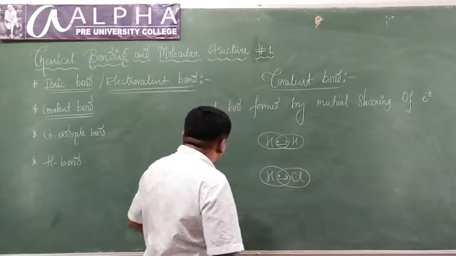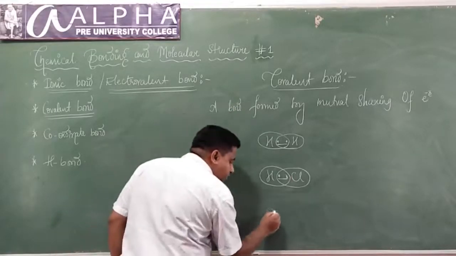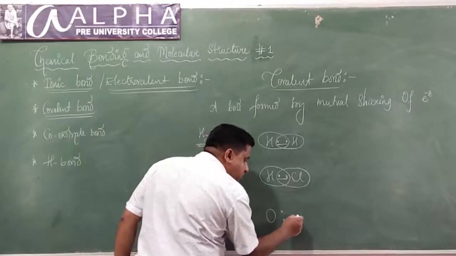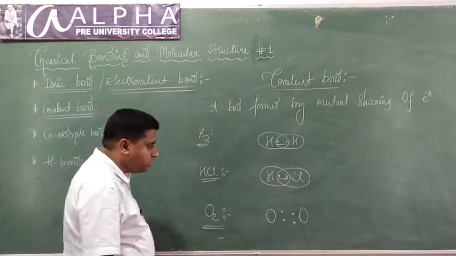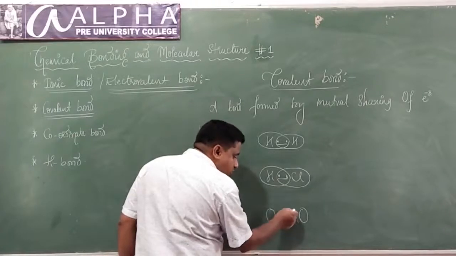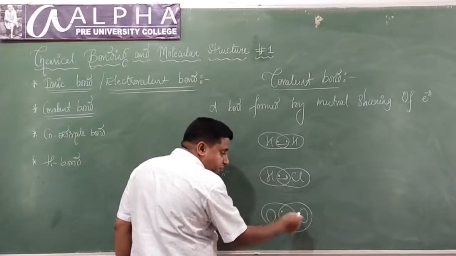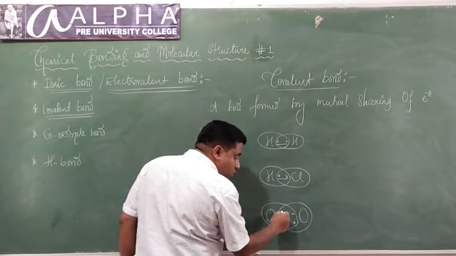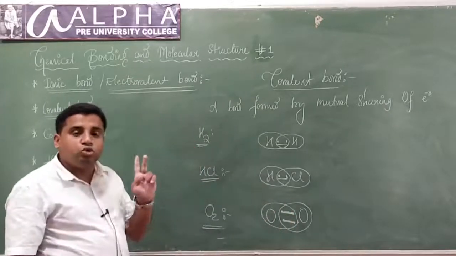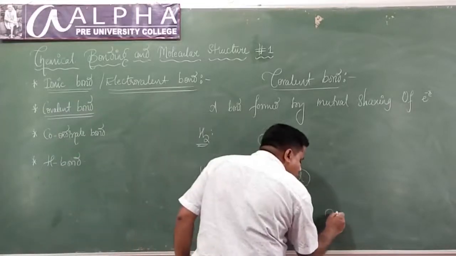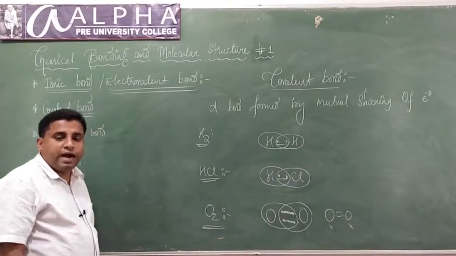If you consider the oxygen molecule, how is it formed? One oxygen will share two electrons, the other oxygen will share two electrons. Now these four electrons belong to this oxygen as well as this oxygen. Now there is a bond formed between the two oxygen atoms, and how many bonds are formed? Two electrons means one bond. So there are four electrons, and four electrons means two bonds. So I can say that there are two covalent bonds between the two oxygen atoms, isn't it?